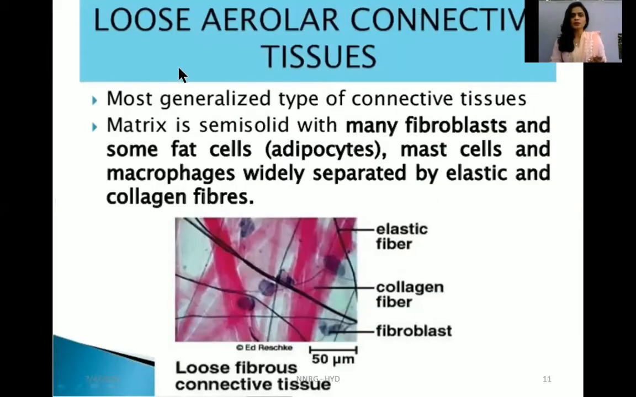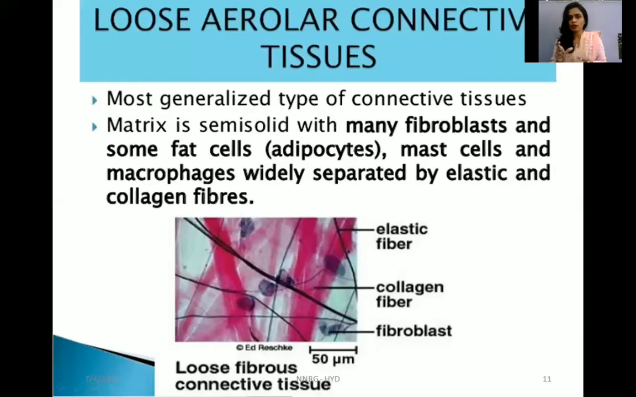The first one is the loose areolar connective tissue. This is the most generalized type of connective tissue. The matrix, that is the extracellular matrix, or you can call it the ground substance, is semi-solid here, with many fibroblasts, and some fat cells, also called adipocytes, are present in this areolar tissue. Along with these two, they have mast cells and macrophages, which are widely separated by elastic and collagen fibers.